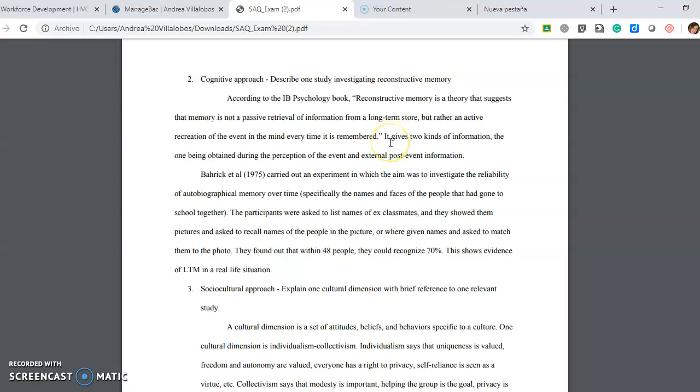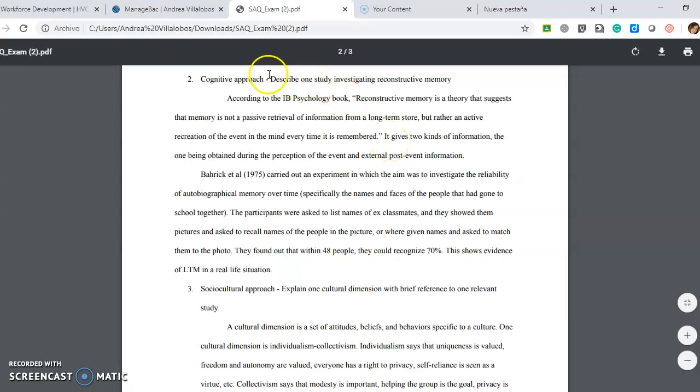After that, you need to link it to a study, because you have to describe the study. When you describe, you need to provide detailed information. That means we will include the aim, procedure, and relevant findings.